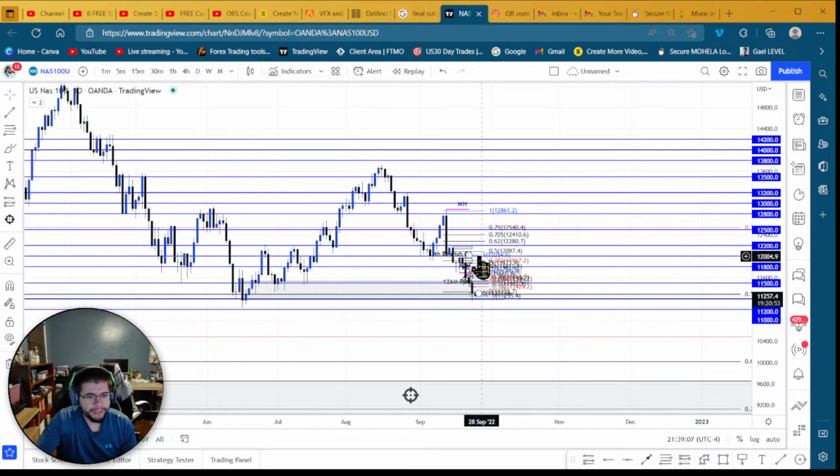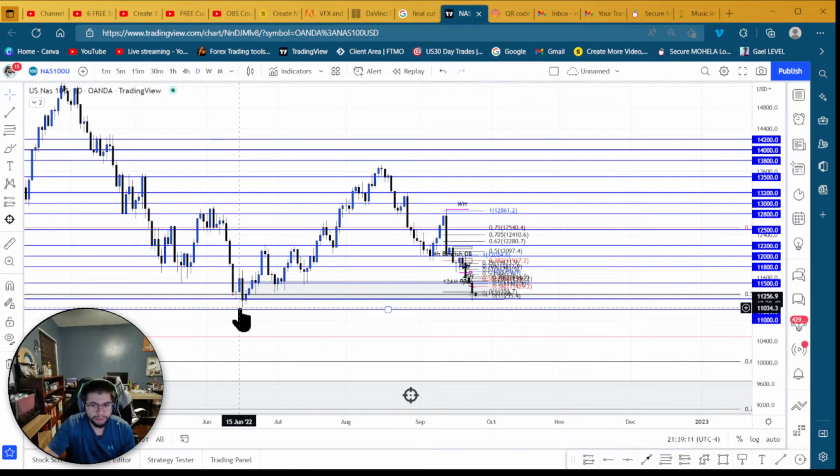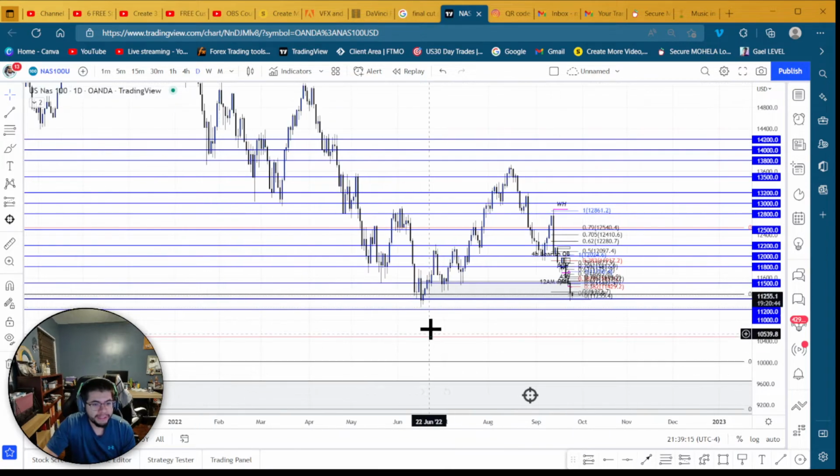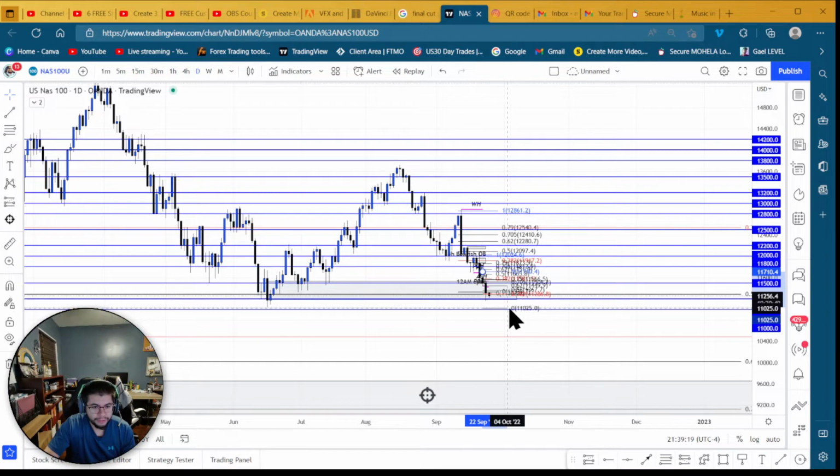So we need a pullback of some sort right here, and these lows are right here at the 11,000 level, and price is right now 11,256. We could see these lows get taken before the move up, which I would just probably do from like right here. We have this whole move.